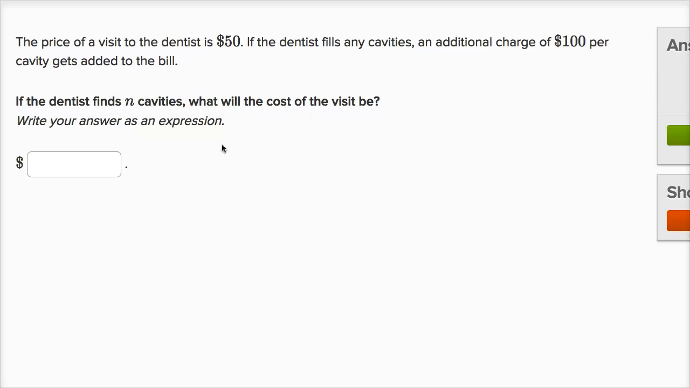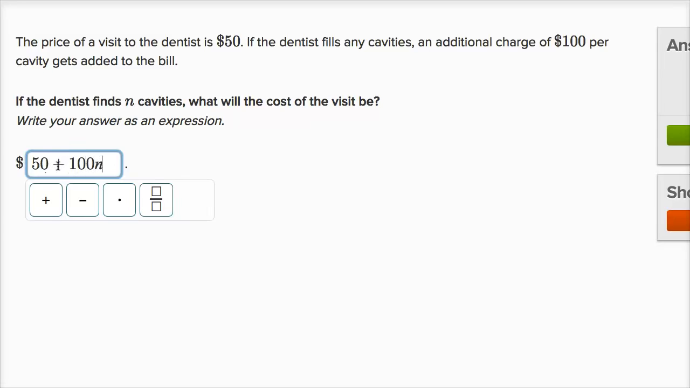All right, so we're talking about the cost of the visit. So you're going to spend $50 no matter what. And then you're going to get an additional charge of $100 per cavity. They tell us an additional charge of $100 per cavity. So let's see. If you have n cavities, it's going to be $100 times n. I could just write this as 100n.